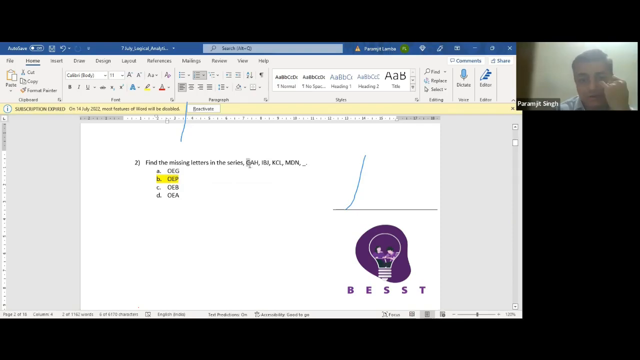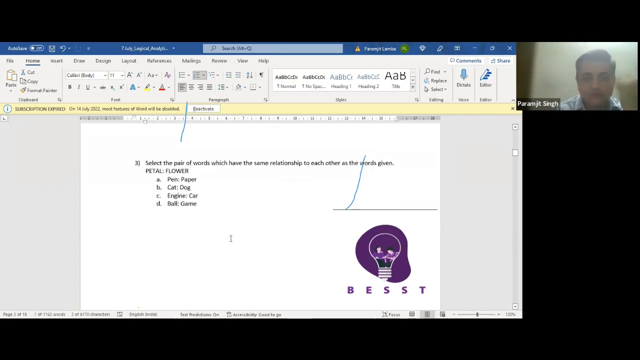Just to be sure, you can use the logic of the center alphabet being A in series A, B, C, D, and E. So the last two letters we are clear are E and P. The first alphabet should be G, H, I, J, K, L, M, N, O. So O should be the first alphabet. So OEP is your correct answer. Great. Thanks, Prakhar. Moving to the next one.